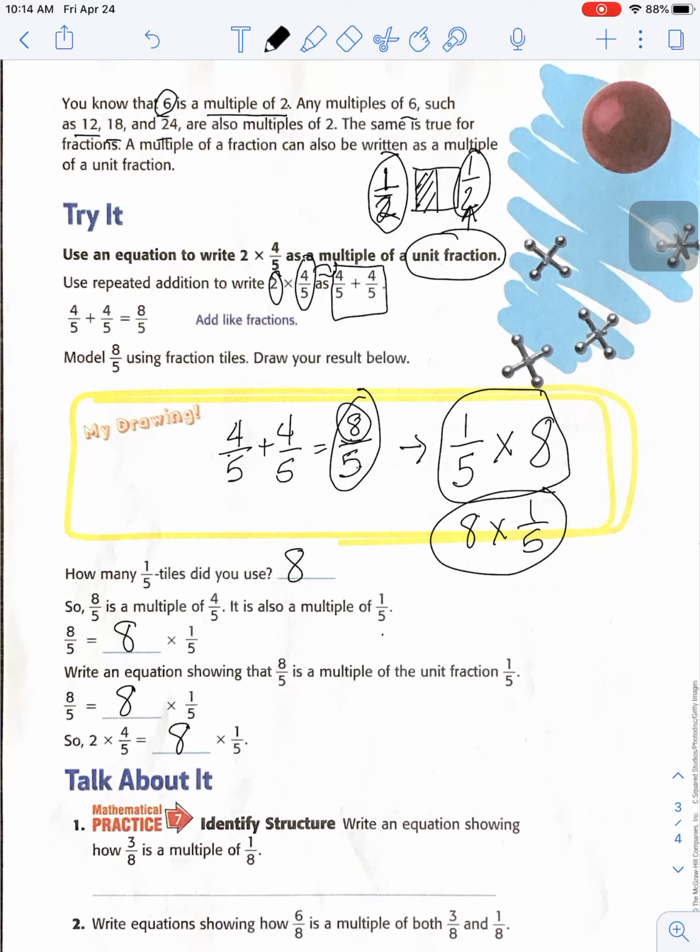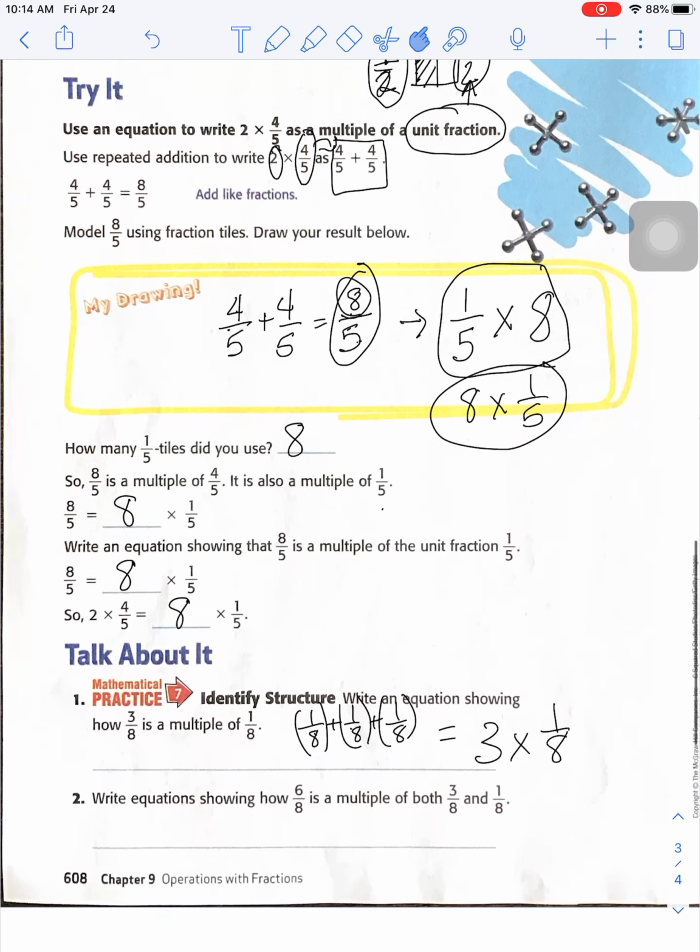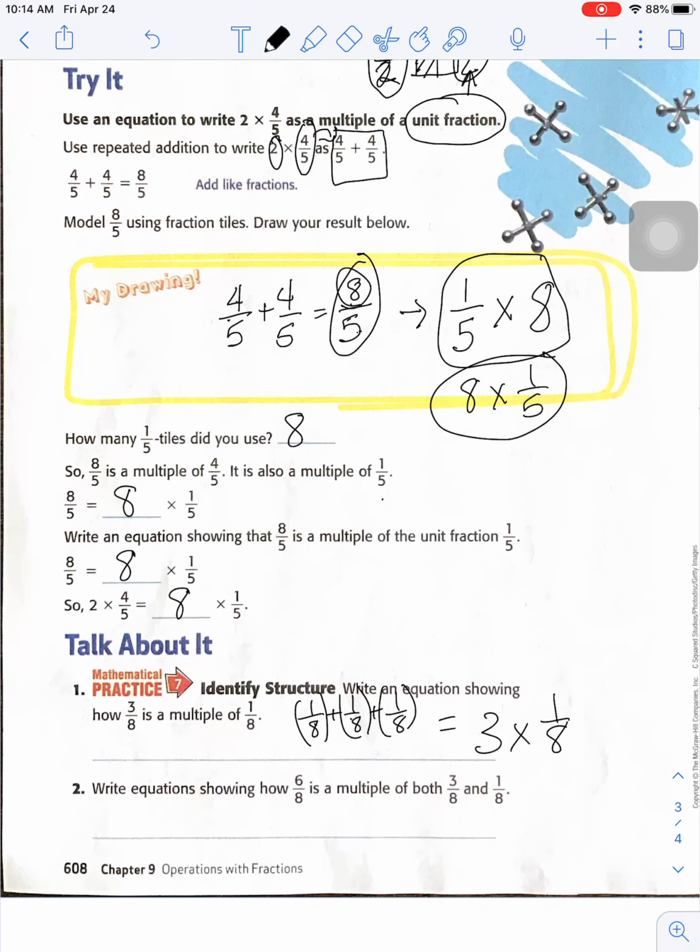Well, how many eighths are there if I have 3 eighths? That would be like 1/8 plus 1/8 plus 1/8. All right, how many is that? How many times did I add 1/8? I added it once, twice, 3 times, which is 3 times 1/8. Okay. Write equations showing how 6/8 is a multiple of both 3/8 and 1/8.